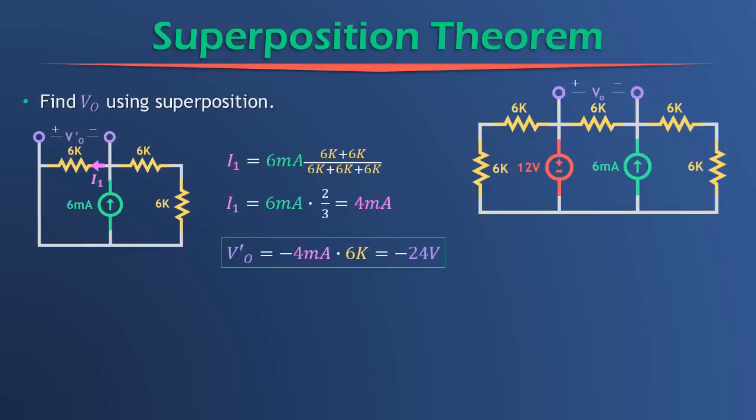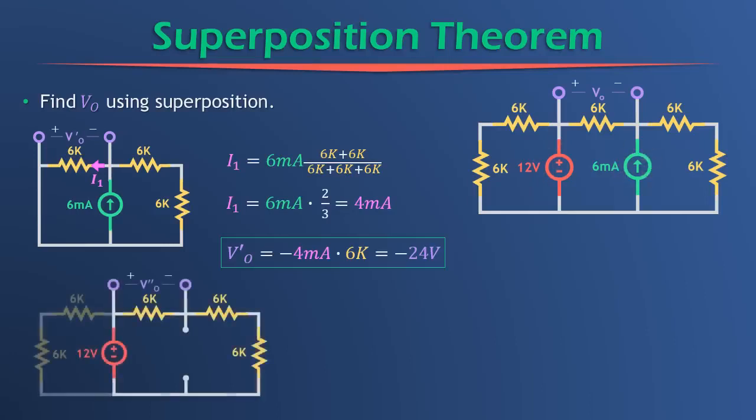Now we have to find VO double prime. And so how are you going to do that? Well, we're going to take the original circuit, and instead of deleting the voltage source, now we're going to delete the current source. So let's draw that out. So it's going to look like that. So we have an open circuit where the current source used to be, and now we call this voltage VO double prime. And I've grayed out these two 6K resistors. I mean, these two 6K resistors really have some bad luck. Why'd I gray those out?